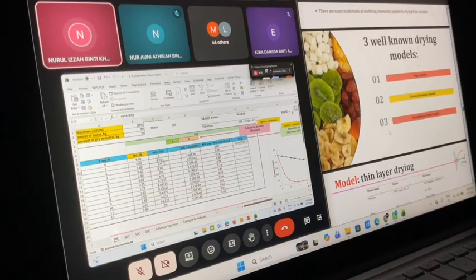And then you just drag it down, so you get this answer. That's how you get the moisture ratio, which means the moisture content at a given time divided by the initial moisture content. You will get the experimental moisture ratio. This one is the experiment.